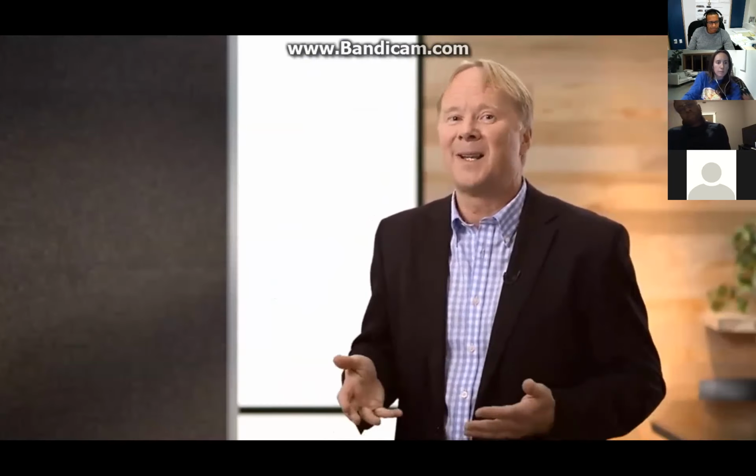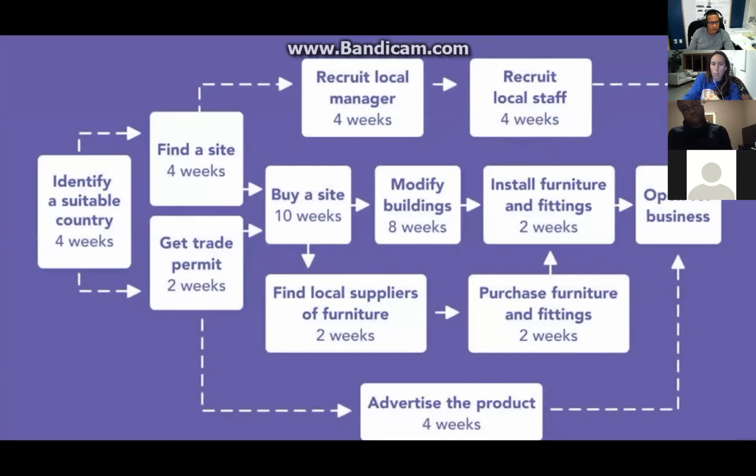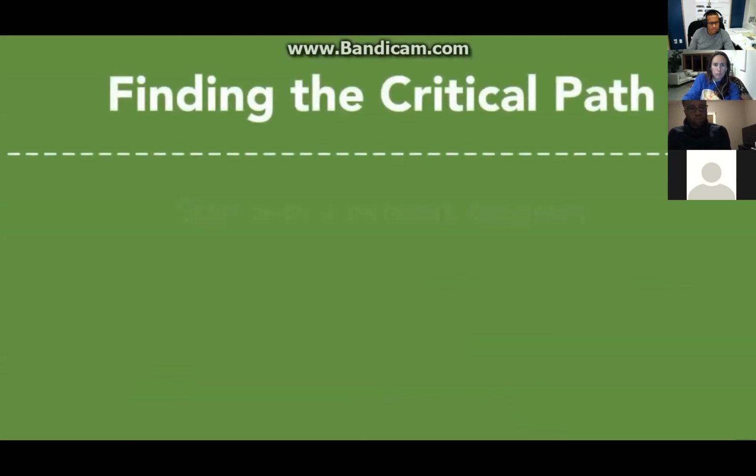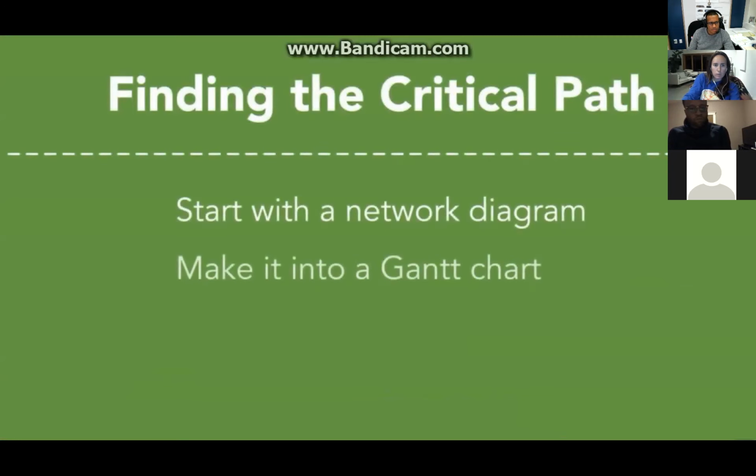And some people teach that you should do this when you're doing it manually. But personally, I think that's just not necessary. Keep it simple. Just look at the diagram. You can easily see what the longest path is. If you start with a network diagram and then make it into a Gantt chart, it'll be quicker in the end than spending ages on your Gantt chart.